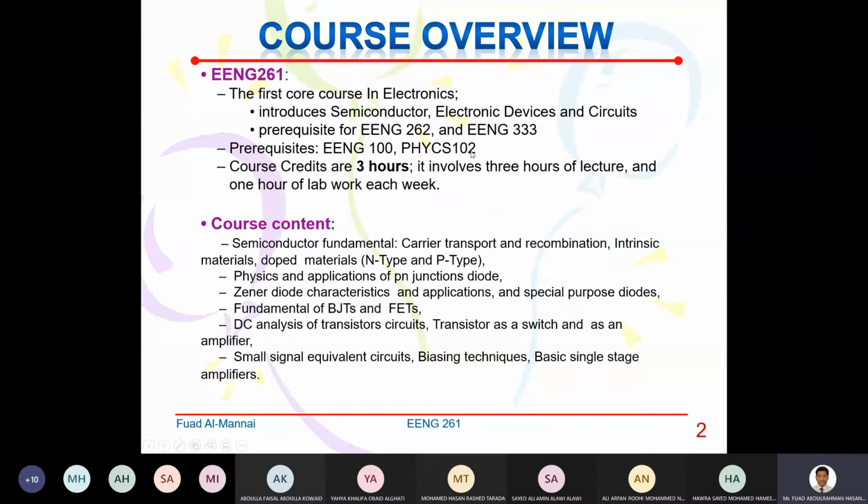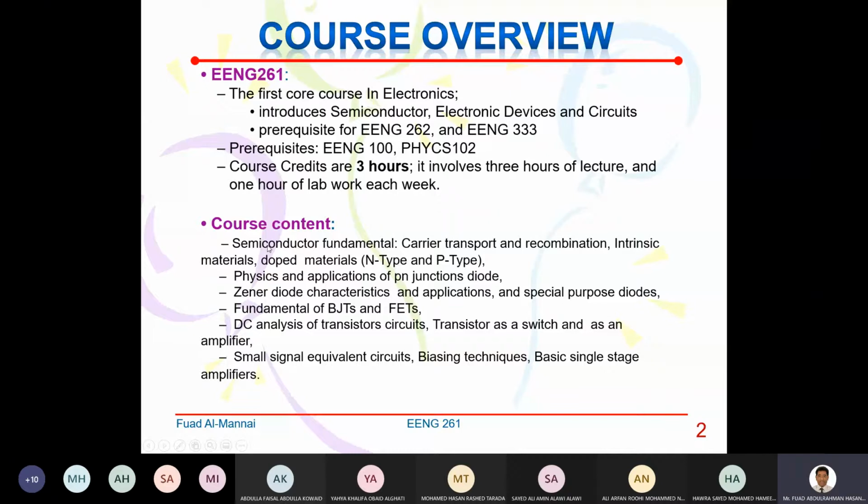This class has 3 credit hours. It involves 3 hours of lectures and 1 hour of lab, probably each week.